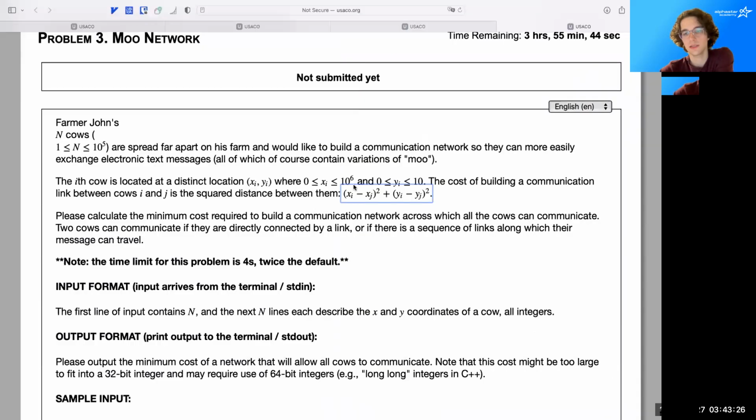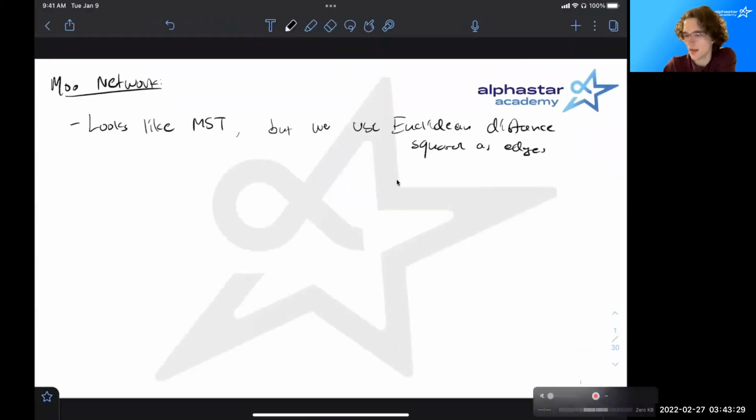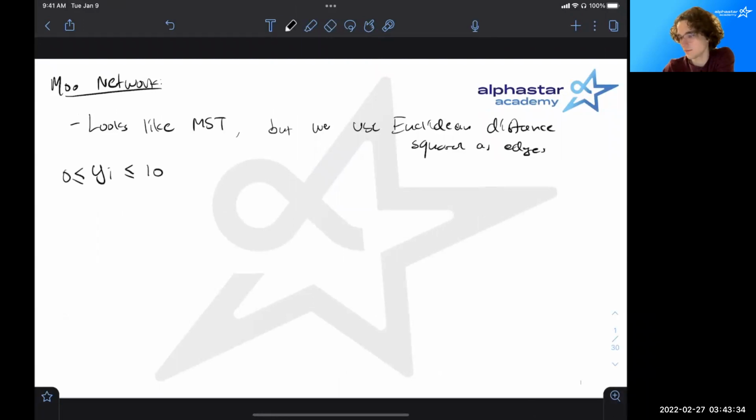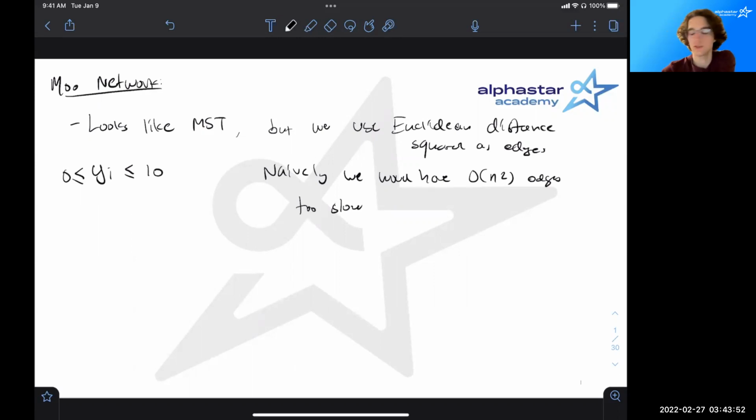The other thing that I noticed is that yi is less than or equal to 10, and greater than or equal to 0. And so, naively, our algorithm would have O of n squared edges, which would be too slow, right? If we can eliminate some of the edges, I think we can have a solution here. And if we're looking at some point x comma y, we only would want to connect to the first one in each column.